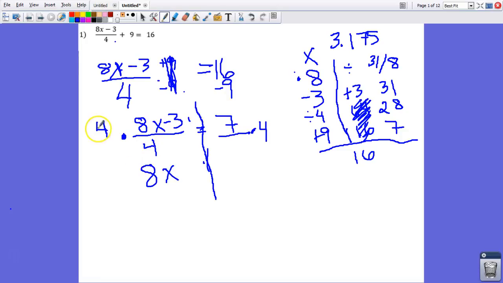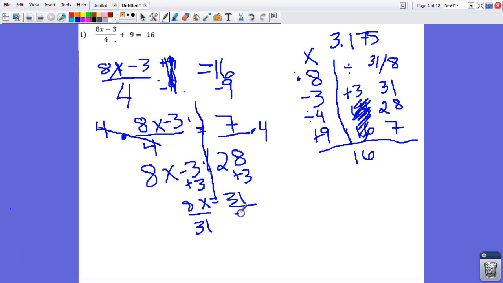So now we have 8x, these make one whole. 8x minus 3 is equal to 28. See, we're getting the same things we got doing it the long way, right? Then we add 3 to both sides. 8x equals 31. 8 times x is some number, and that's when we divide both sides by 8.